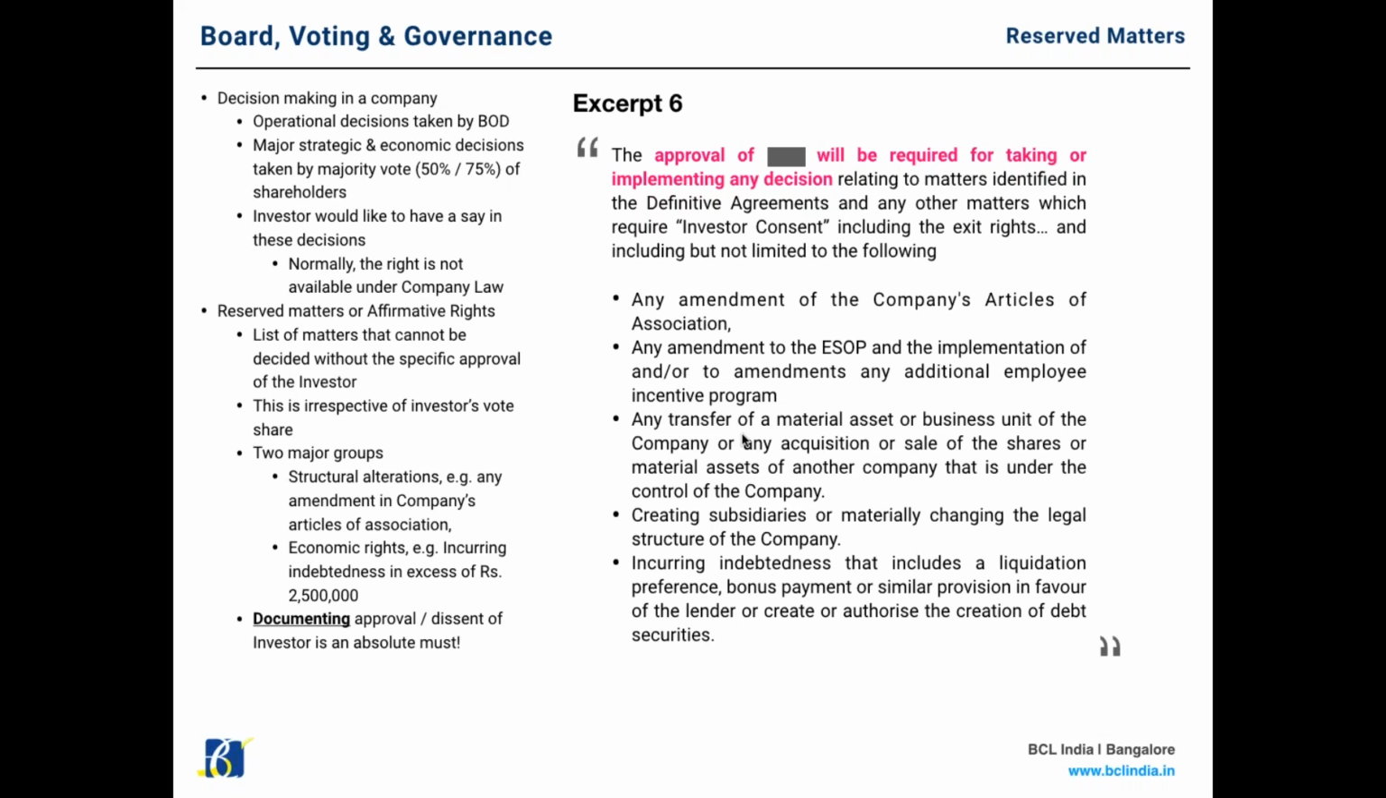Quick question: what's the difference between observer and director rights? The observer has no right, so to say, right? The observer can only attend the meeting, can listen to what is happening in the meeting, but cannot vote. A director, on the other hand, has a lot of rights. The director can decide, can vote, can put matters to vote, and directors are in a far more powerful position than observers.